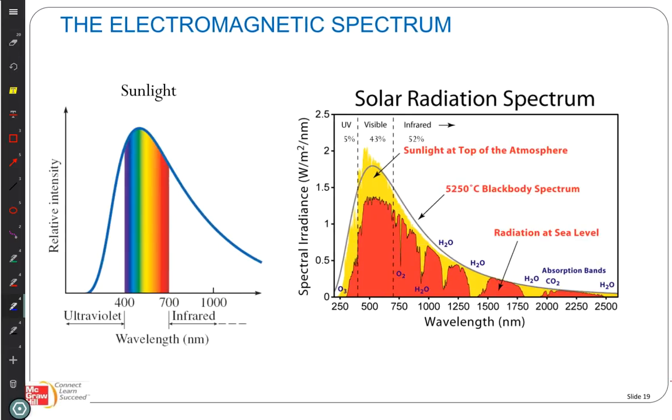So the visible spectrum. What color is the sun? Okay, white. Wow, how did you guys know it's white? Most people say yellow. Okay. Most people say it's yellow. The sun looks yellow in large part because of Rayleigh scattering.